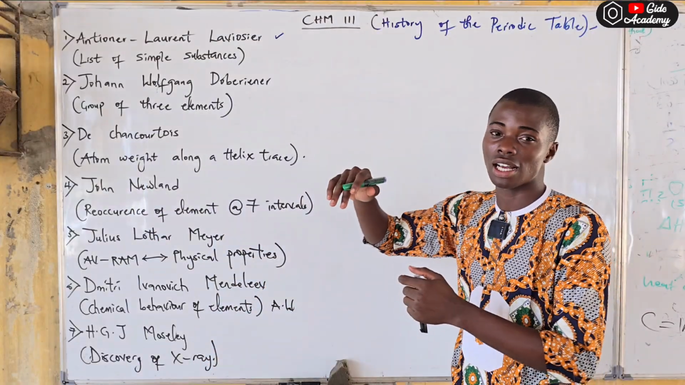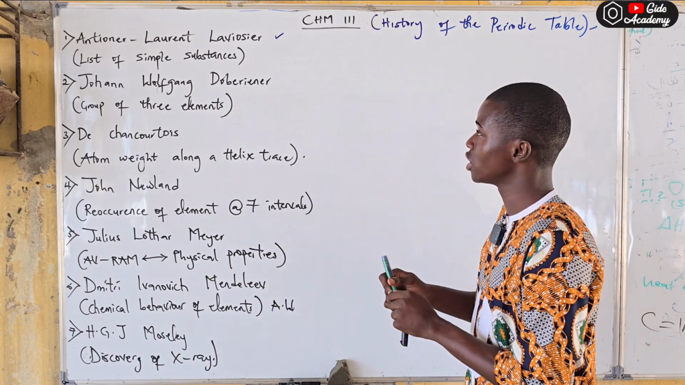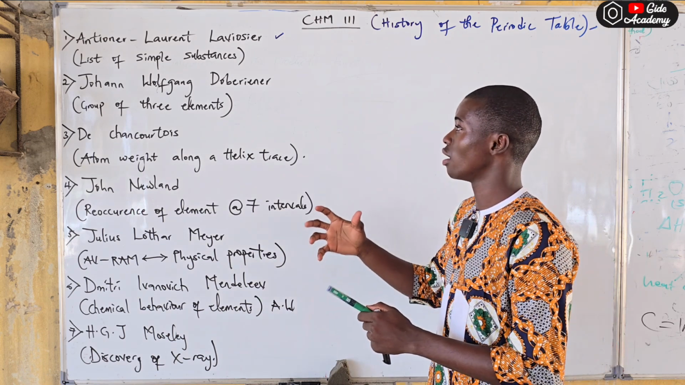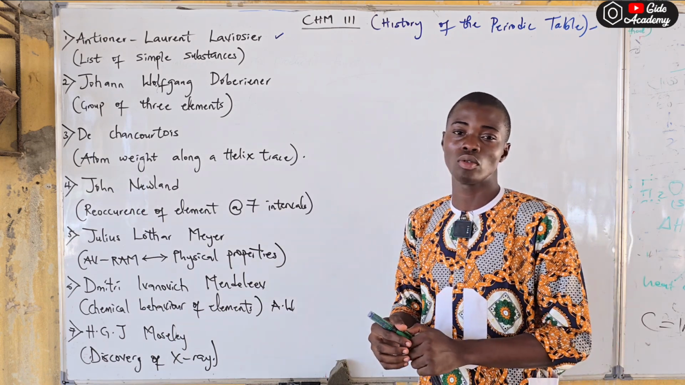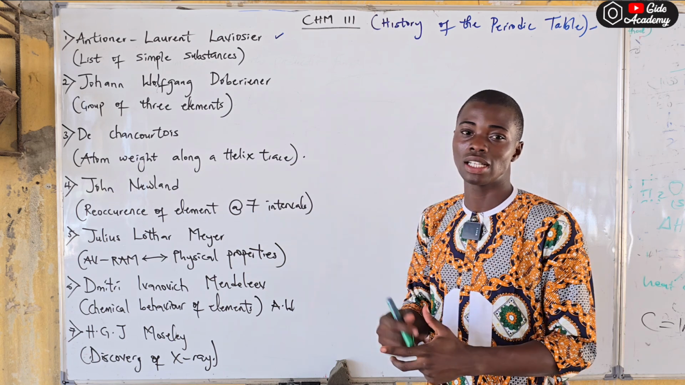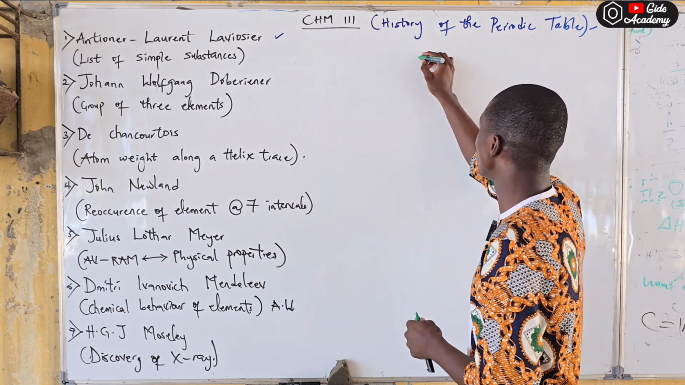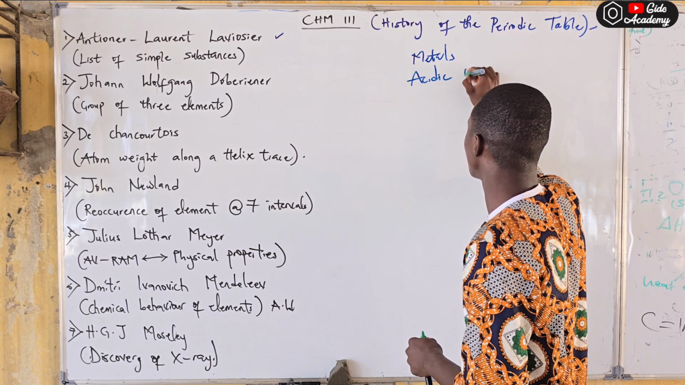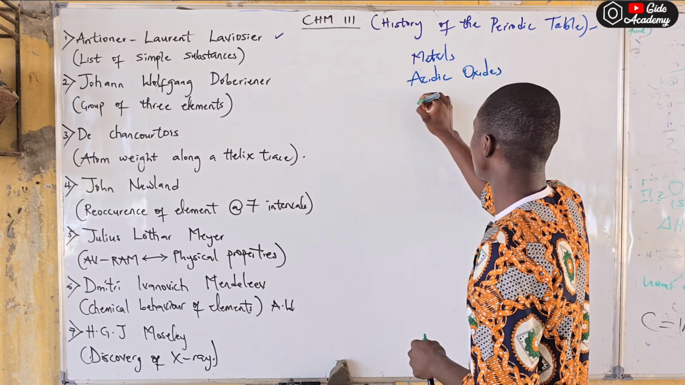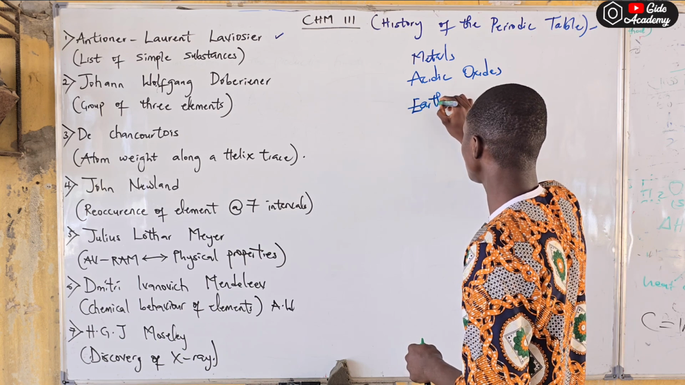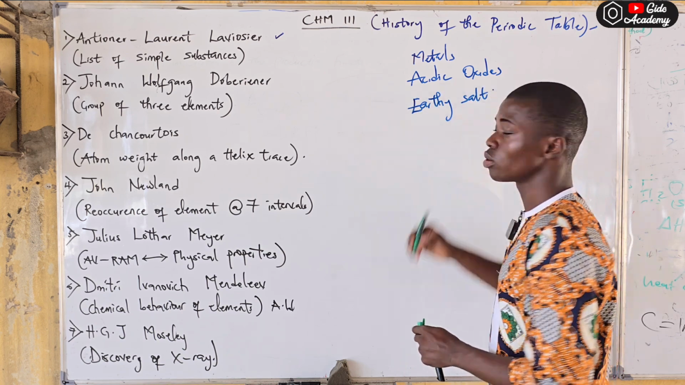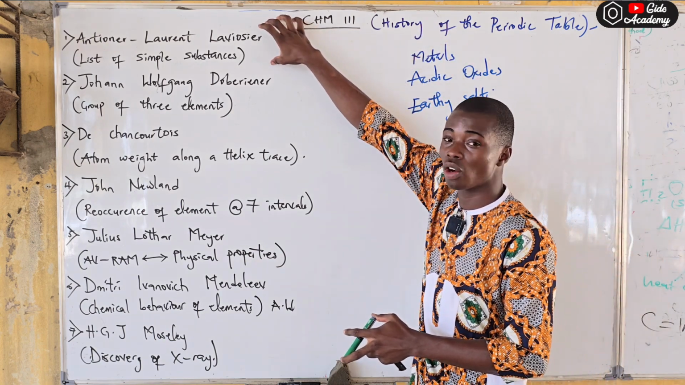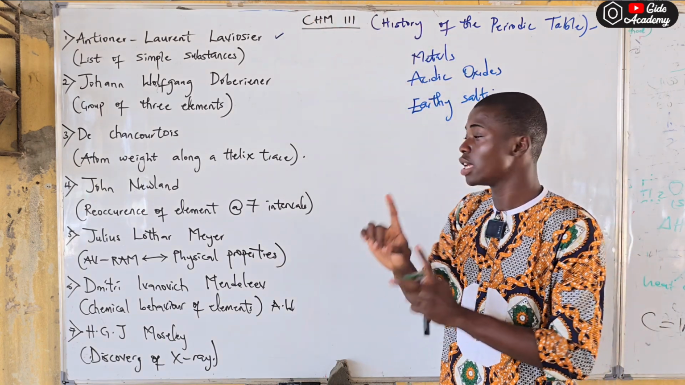So let's start with the first scientist that classified the elements in the periodic table, which is Antoine Laurent Lavoisier. He listed simple substances that cannot be decomposed, a list of compounds that we can't decompose, and he classified them into three groups: we have the metals, we have the acidic oxide, and the last group, we have the earthy salt. So the whole periodic table was classified into these three groups according to Antoine Laurent Lavoisier, who is the first person that classified the elements.